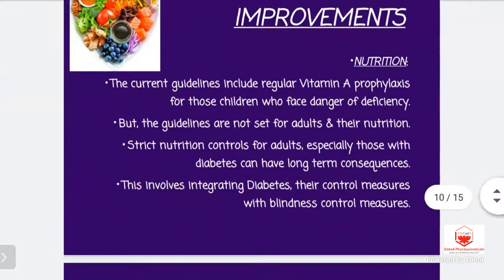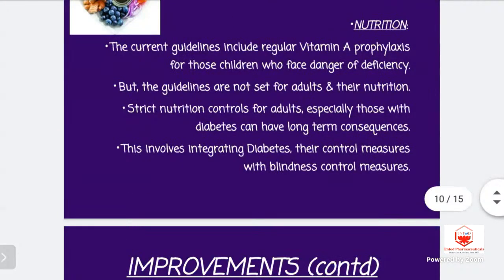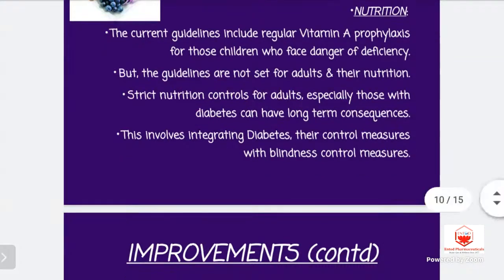The first point is about nutrition. This program nowhere speaks about nutrition. So, of course, the current guidelines include regular vitamin A prophylaxis, especially for those children who face the danger of deficiency. But again, there are no guidelines for adults. I believe that strict nutritional guidelines can go a long way for adults, not only in preventing cataract, but also diabetic retinopathy and all those things.